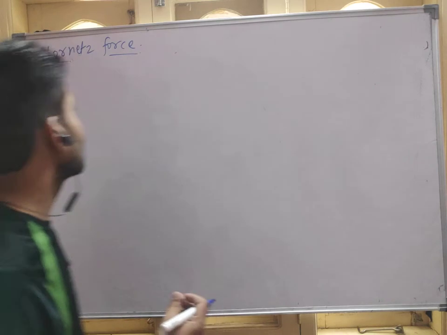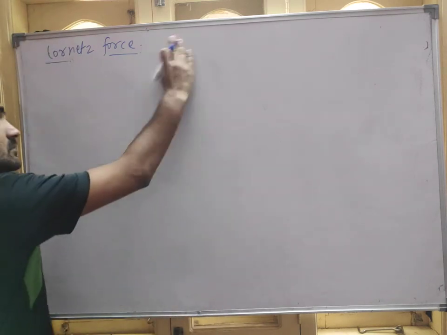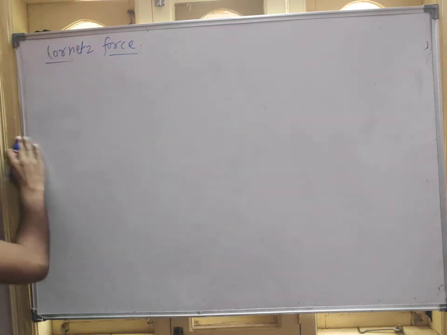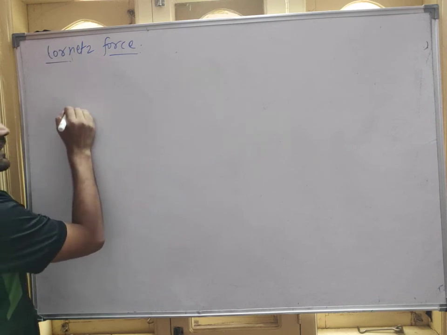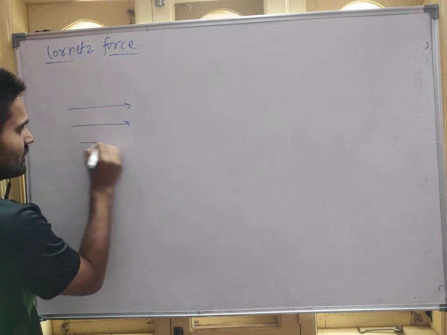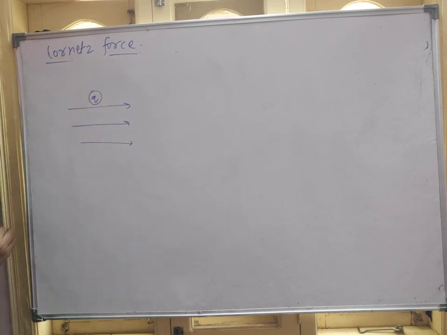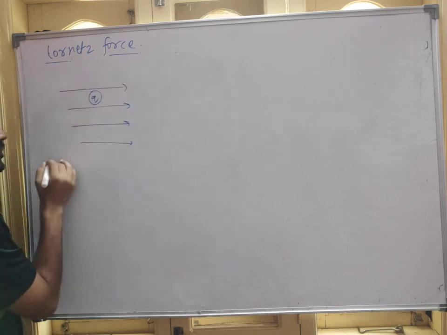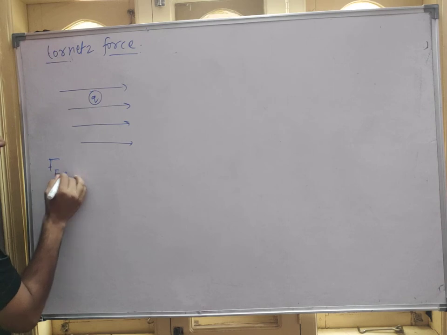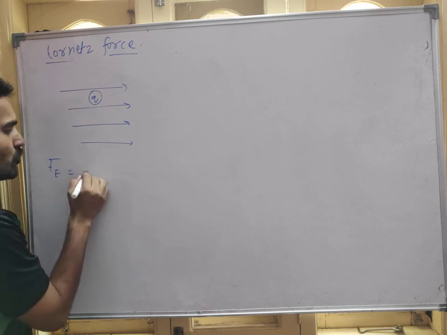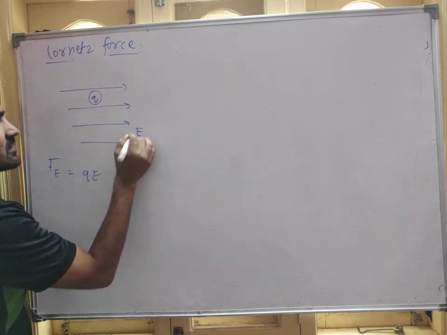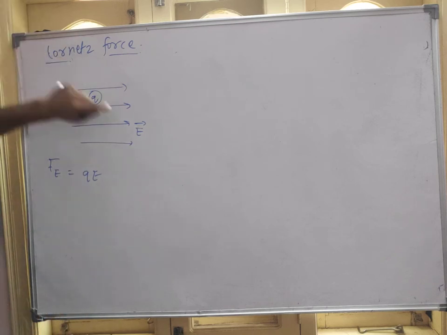Let's recall some previous chapter concepts here. If a field is here like this, and a charge Q is kept in this field, the force on it will be Fe, the electric force, which is QE.